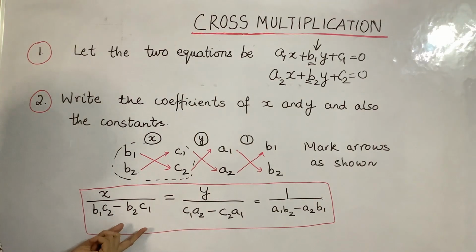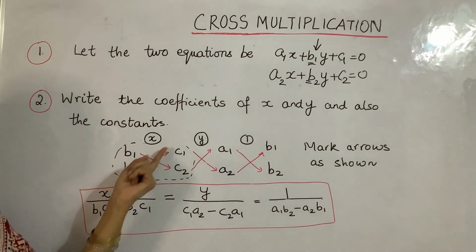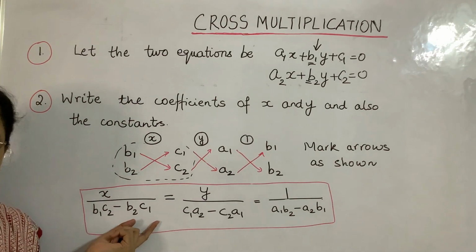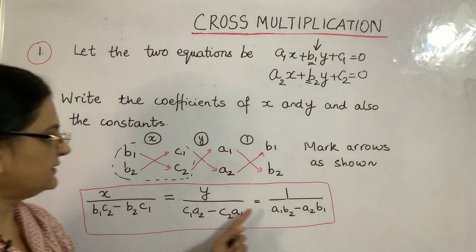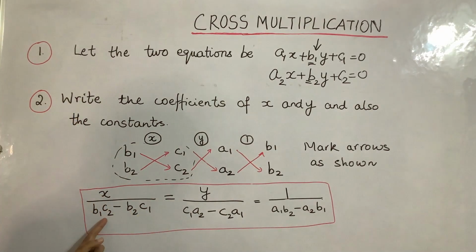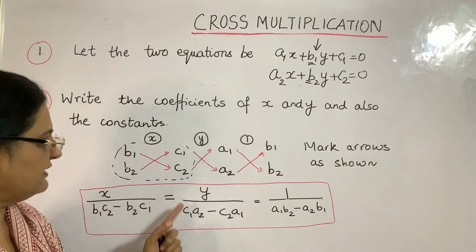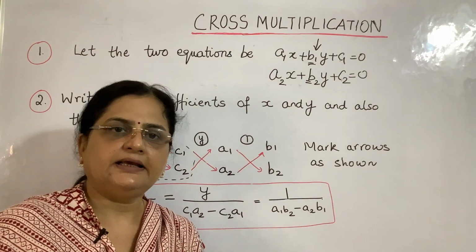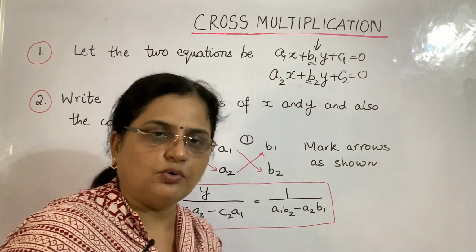So you have this as the formula. No need of bugging up the formula. If you are able to make this pattern and understand how to do this, you don't have to remember this formula. You don't have to learn this formula. Now from here, x will be what? If I take the first and the third, so x will be b1 c2 minus b2 c1 upon a1 b2 minus a2 b1 and y will be equal to c1 a2 minus c2 a1 upon a1 b2 minus a2 b1. So this is how the formula or the method goes.